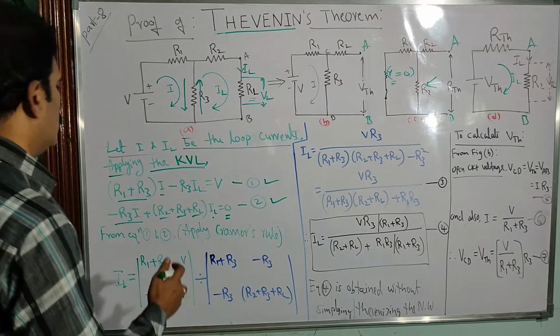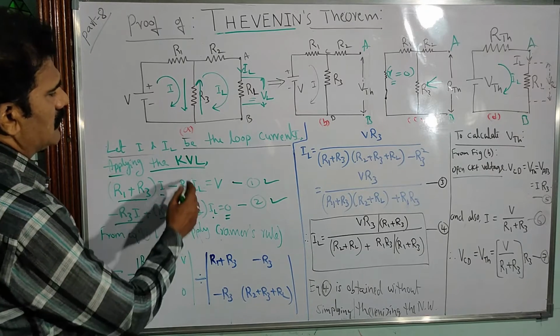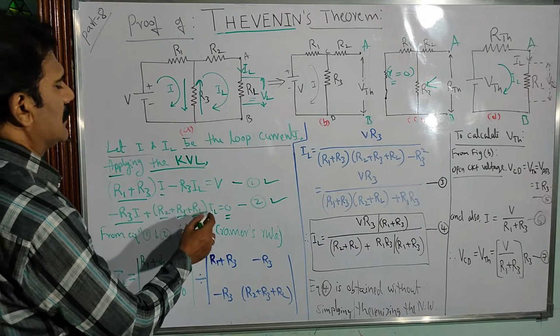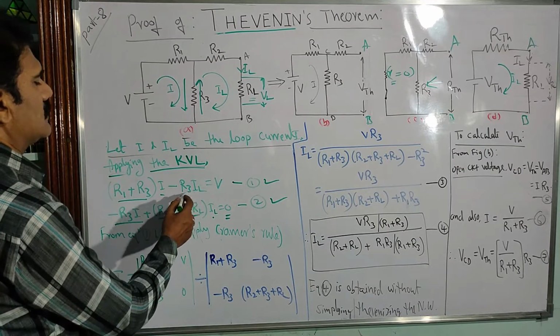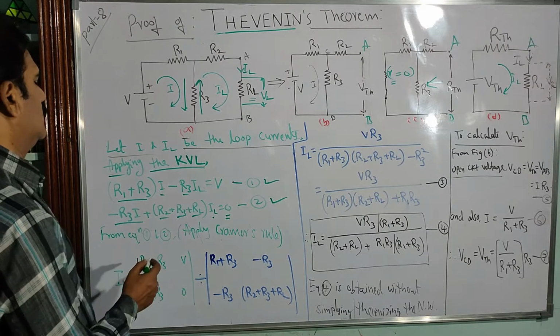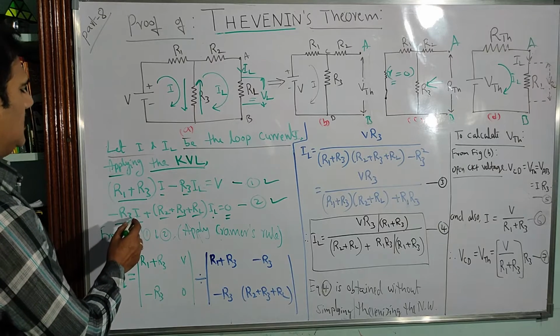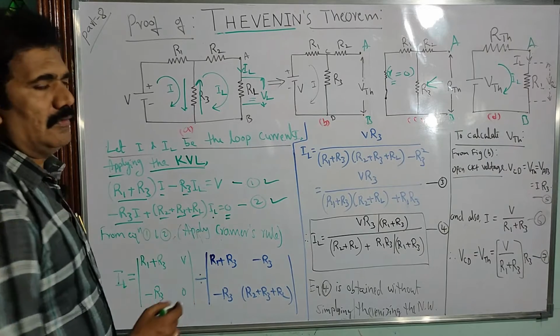Now you see we have 2 equations, and we simplify them to get a particular value. What I want here is IL, the load current. The coefficient of IL is R3 in the first equation, and R2 plus R3 plus RL in the second. The coefficient of I is R1 plus R3 in the first and minus R3 in the second. This side we have V, and this side we have 0.